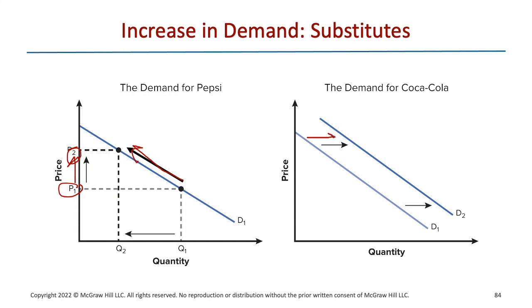Most people are going to then shift, not everybody, you may be different, but again, we're talking in general. Most people are going to say, well, you know what, they're both sodas, so I'm going to switch my demand and buy Coca-Cola. So you have a movement along the demand curve for Pepsi because it's a change in price, but you have a shift to the right for Coca-Cola, because they're both sodas, making them substitutes of each other.